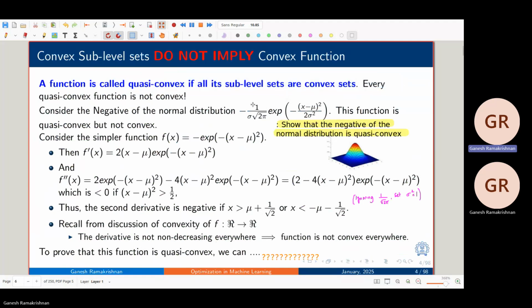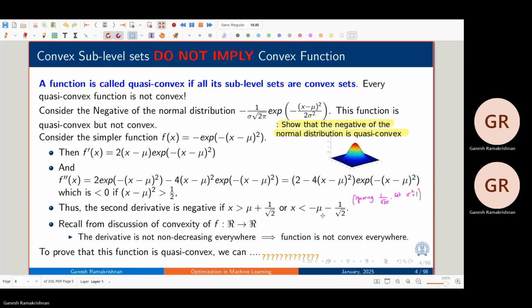Now, is that interesting beyond just a weird function like log of absolute value of x? Indeed, log of absolute value of x is not weird. It is prototypical of a larger class of functions. What you see on the board here are your favorite Gaussian functions. In fact, if you look at the negative of the normal distribution, you can show that it is actually quasi-convex.